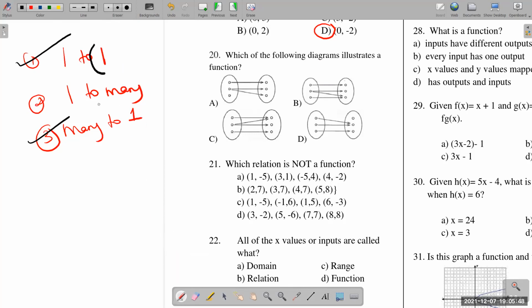Ooh. Once you're moving over to 1, I don't know why my pen is doing this. So annoying.